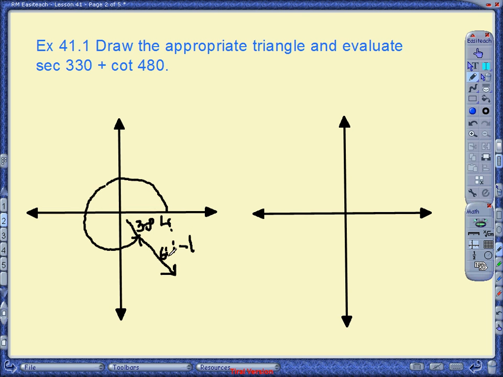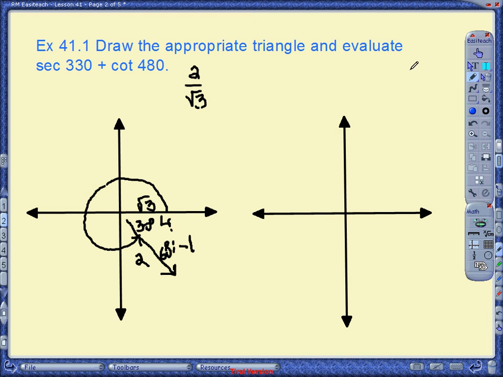This angle would be a 60-degree angle, and the side opposite the 60 is root 3. The hypotenuse length in the 30, 60, 90 degree right triangle is 2. Okay, well, we want secant. Secant is the reciprocal of cosine, so it's going to be hypotenuse over adjacent. So it's going to be 2 over root 3. This angle is a positively rotated angle also.